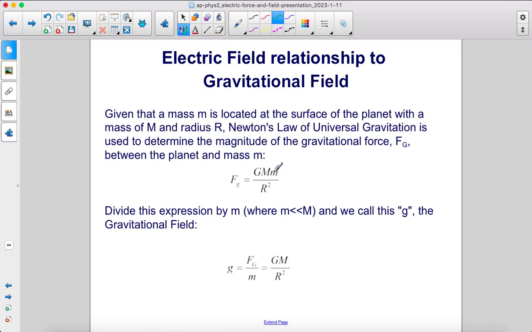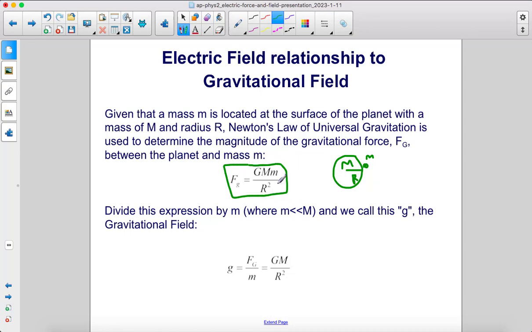Given that a mass little m is located at the surface of a planet with a mass of big M and radius capital R, we have a planet with a radius R and a mass of big M, and our second object right on the surface is little m. Newton's law of universal gravitation is used to determine the magnitude of the gravitational force between the planet and the mass. So we can use this right here.